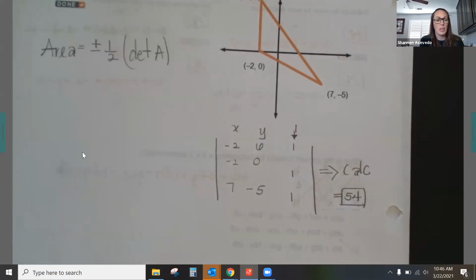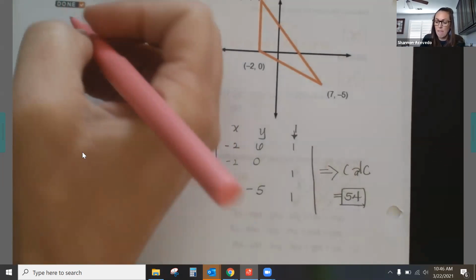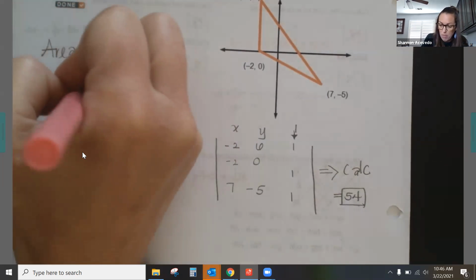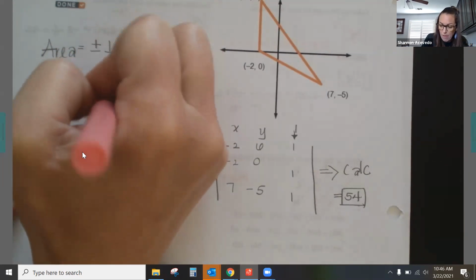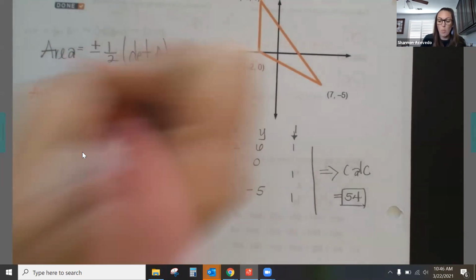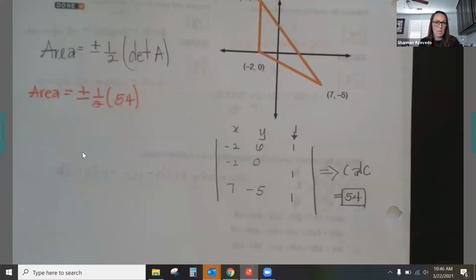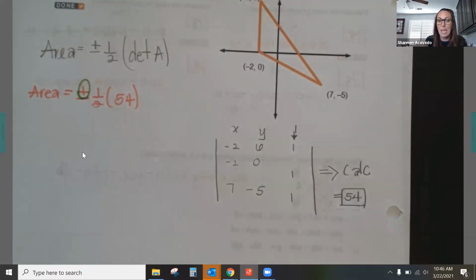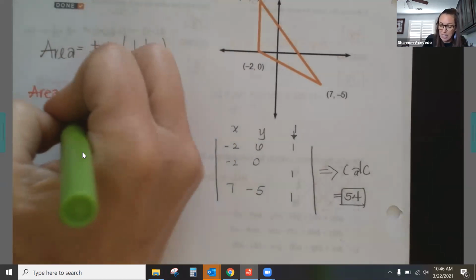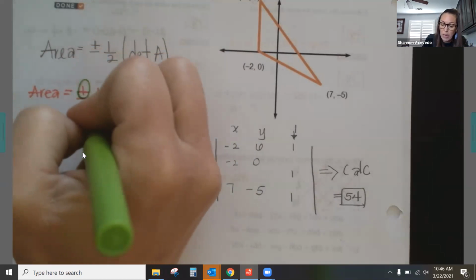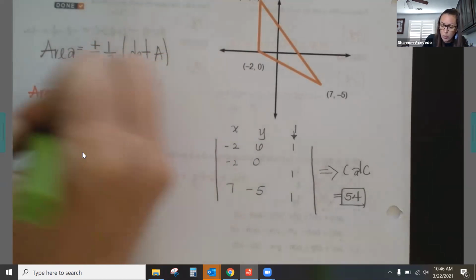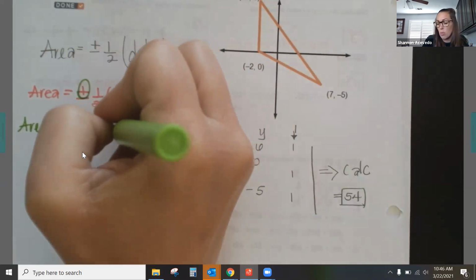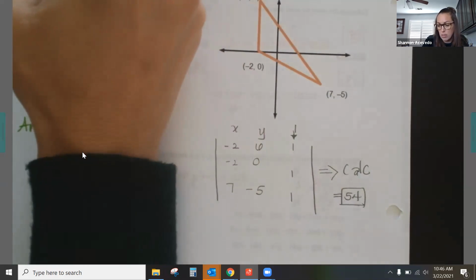So when I look here, I have to figure out my area. My area is going to be plus or minus 1/2 of 54. Is it going to be plus or minus? Here you're going to use the positive sign, because when you find the area, you can't have a negative area. That doesn't exist. So it's going to be 1/2 of 54, which is 27. So my area is going to be 27 square units.